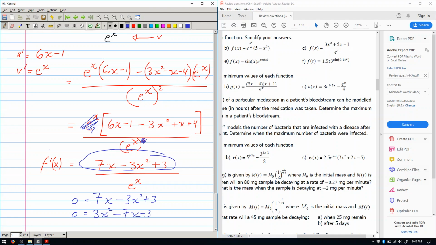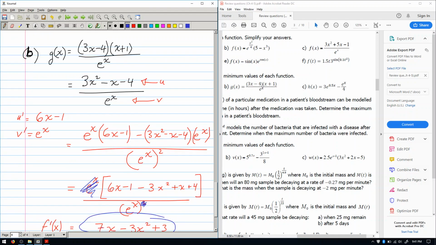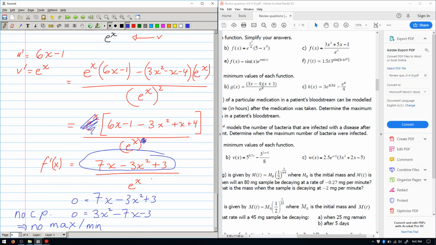So what we end up getting is something that is impossible. Okay, so no CPs, which means no max or min. Let me just double check that, because that seems a little weird that would happen here. I must have screwed up the expansion. 3x minus 4x, negative x, that looks good. And yes, the expansion looks great. The derivative looks great. And expanding in looks great. So that looks fine.